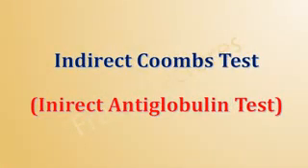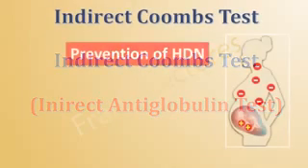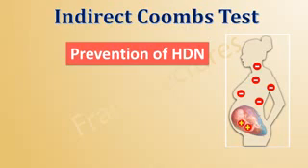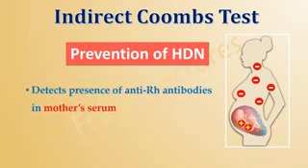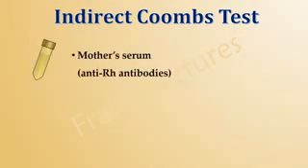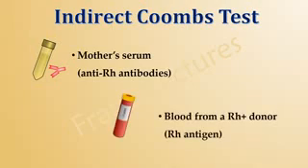Indirect Coombs test or indirect antiglobulin test. This test has application in the prevention of hemolytic disease of the newborn. It detects anti-Rh antibodies in the mother's serum. In this test, first the mother's serum is taken. Mother's serum will contain anti-Rh antibodies if she has been sensitized. We also need blood from an Rh-positive donor.